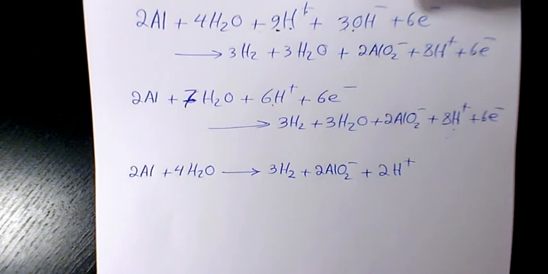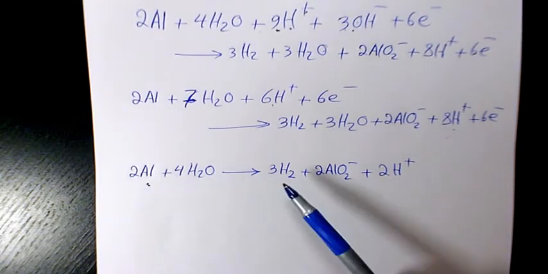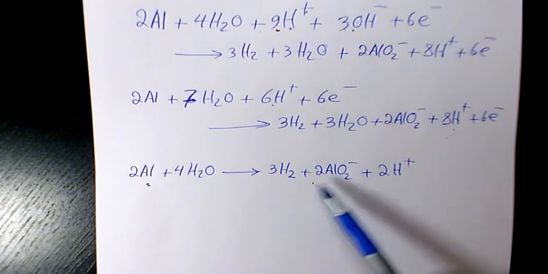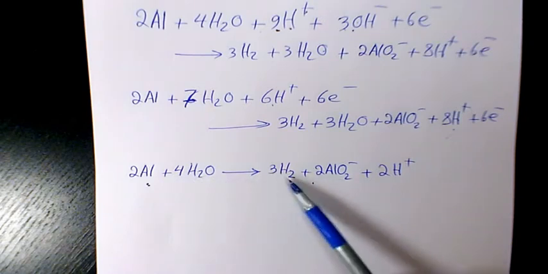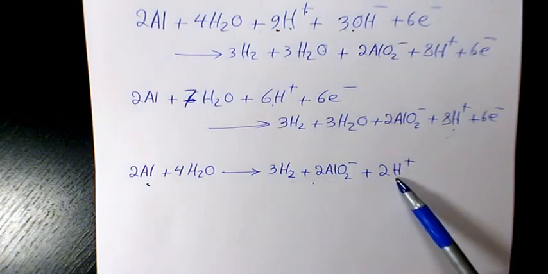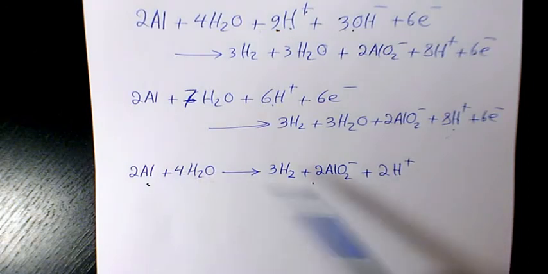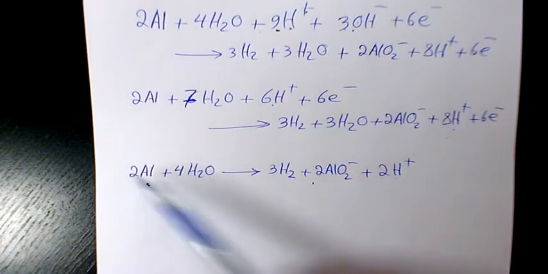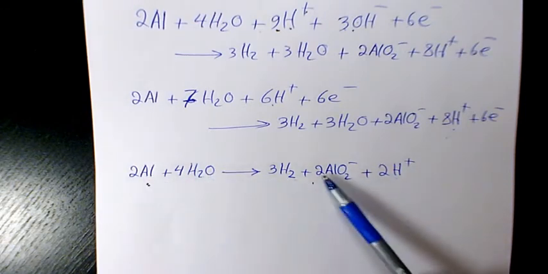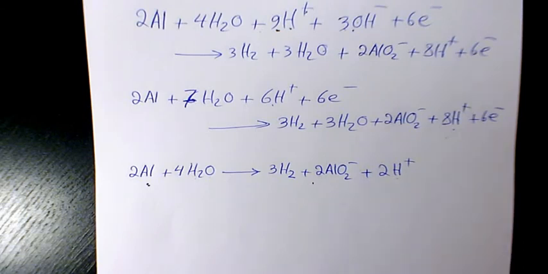Now let's check if everything is balanced. We have 2 aluminum on the reactant side, 2 aluminum on the product side. Hydrogen 4 times 2, 8. 3 times 2, 6. Plus 2, 8. Oxygen, we have 4, and we have 2 times 2, 4. What about the charges? 0 and 0. 0, negative 2, positive 2, which is going to make it 0. So that is the final answer.